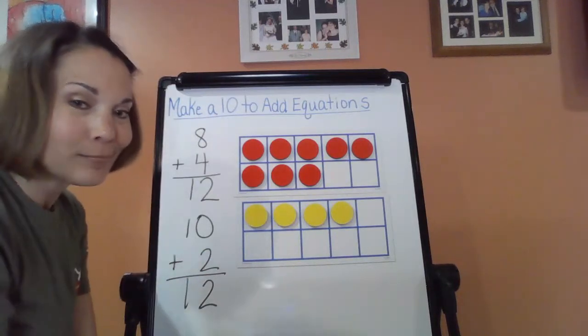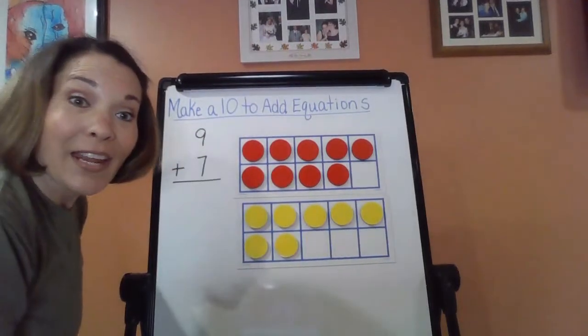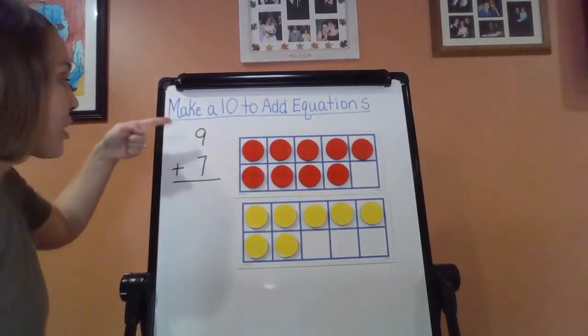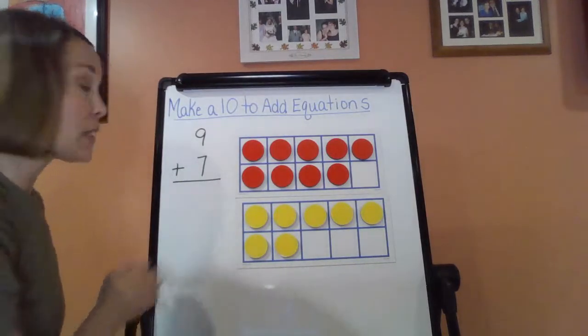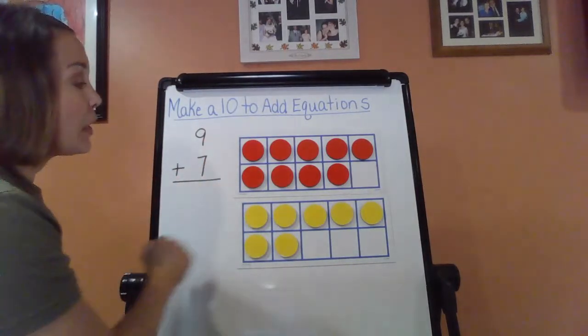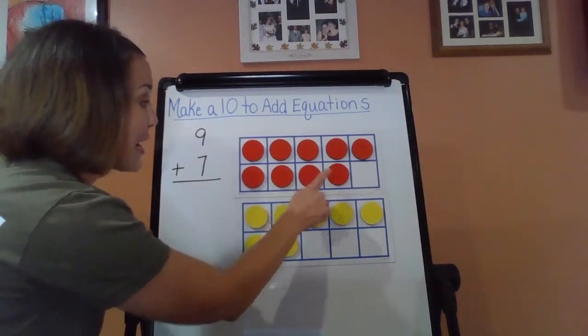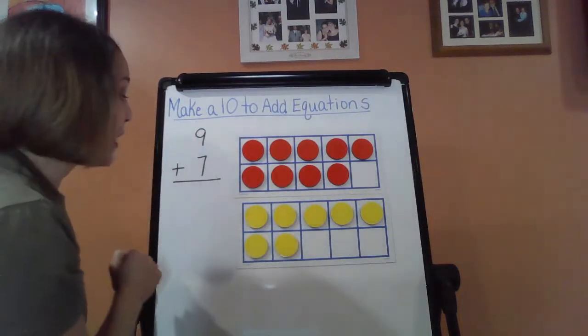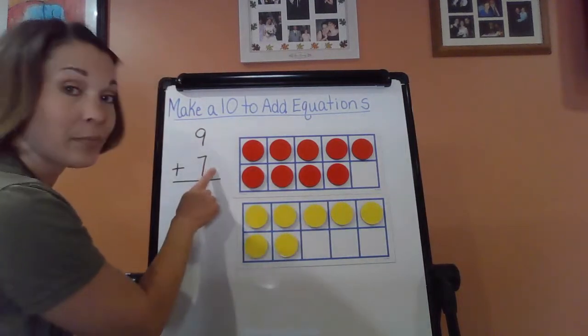So hold on. Give me a second. I'm going to try another example. And I'm back. So now we have a new fact. We have 9 plus 7. So let's double check to make sure our visual matches for our addends 9 and 7. Here we go. 1, 2, 3, 4, 5, 6, 7, 8, 9. And then 1, 2, 3, 4, 5, 6, 7.